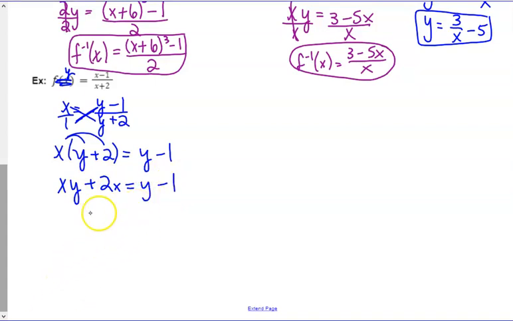Now, if I want to get y by itself, I better at least have them on the same side. So I'm going to think about subtracting y from both sides. So that goes away. But I would like to have just the y terms on this side, so I'm also going to subtract 2x from the other side to bring it over here. So let's simplify what we have. We have xy minus y is equal to negative 1 minus 2x.